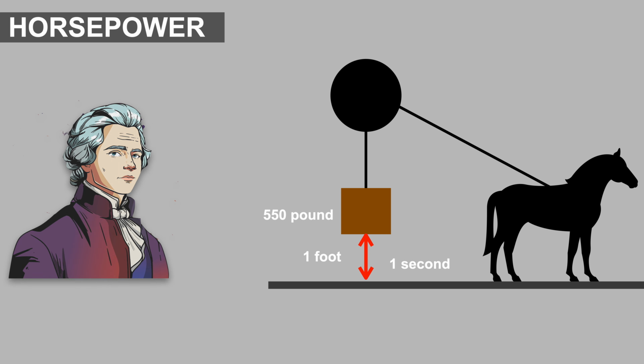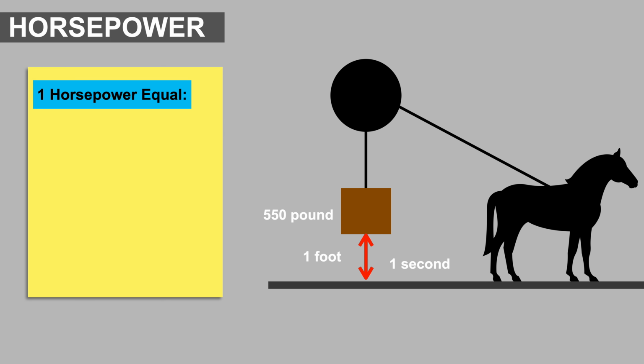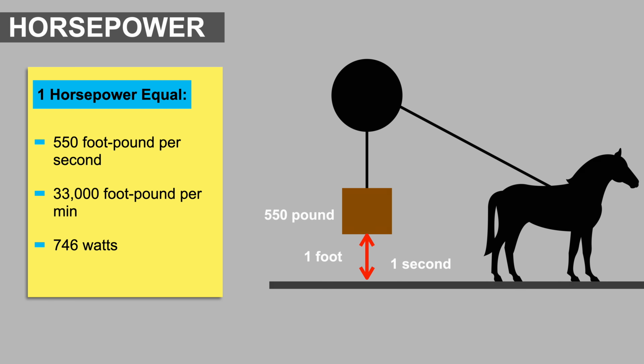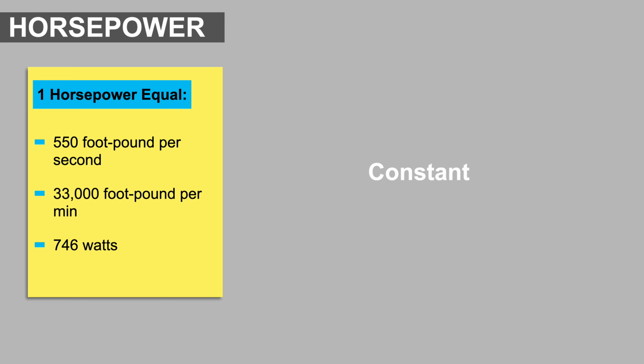From there, the following conclusion was made. 1 horsepower is equal to 550 foot-pounds per second, 33,000 foot-pounds per minute, and 746 watts. The watt is mostly used when dealing with electric motors. So what's the importance of these values and their units? These values are known as constants, and they can come in use when trying to solve for horsepower.